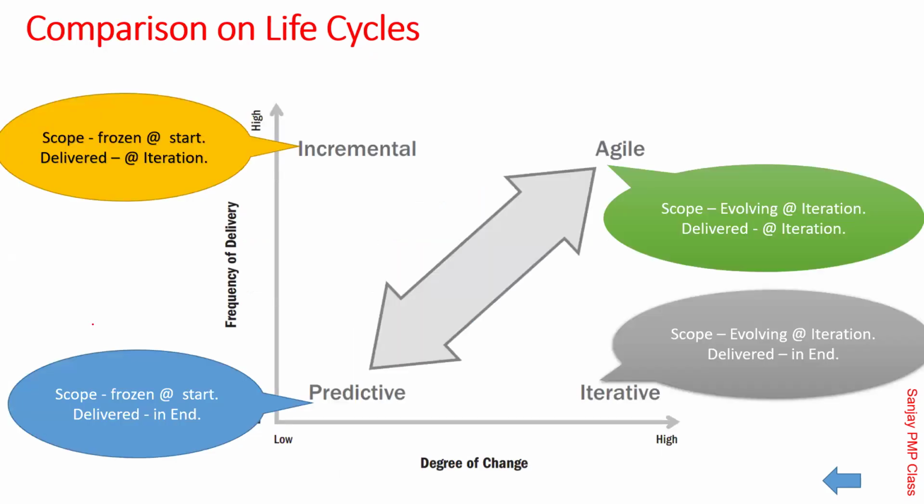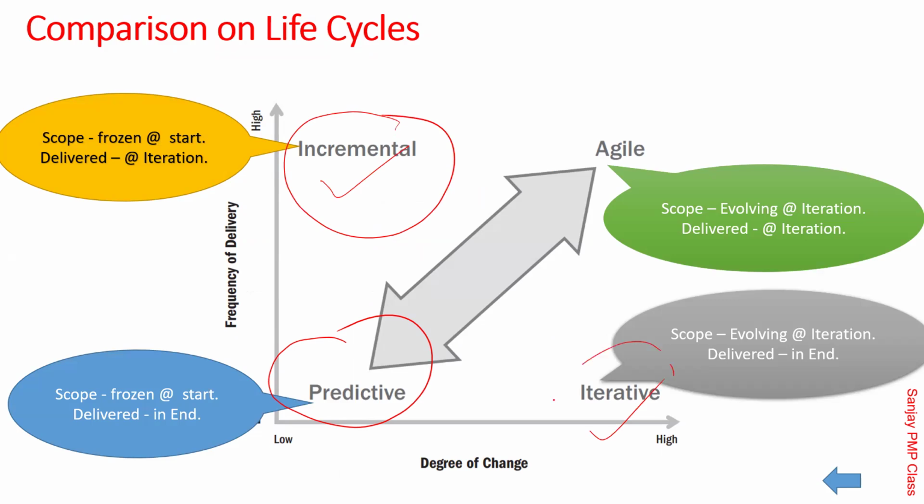and the degree of change and so on. So for example, in predictive, the requirements are frozen in the beginning, and delivery is done only in the end. In agile, the requirements are taken in every sprint, and the delivery is done at the end of every sprint. And in between lie incremental and iterative. In incremental, the deliveries are seen periodically, and the requirements are not changed. In iterative, the requirements are captured in between, but the delivery is done only in the end.